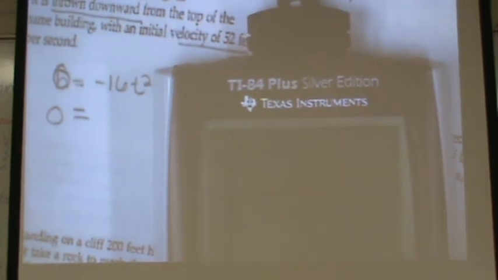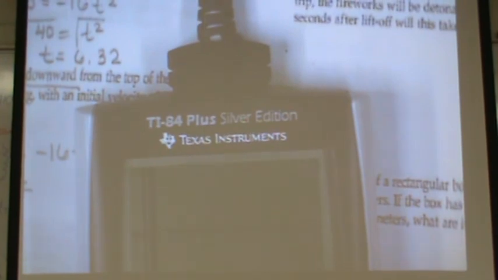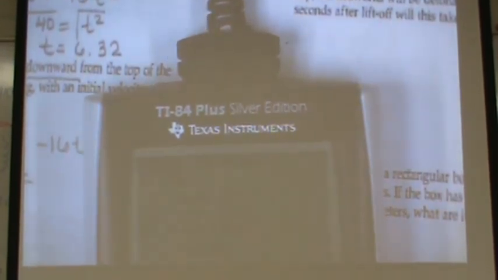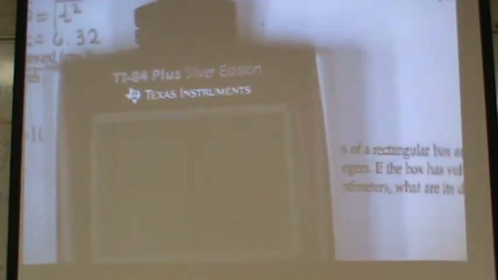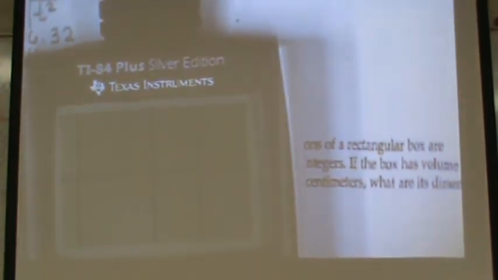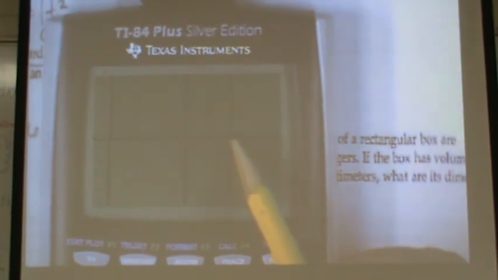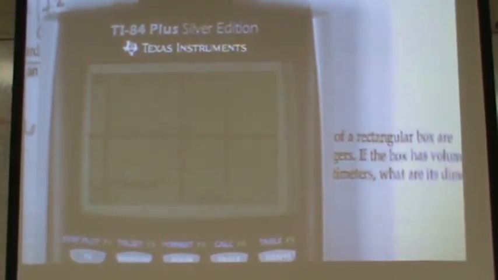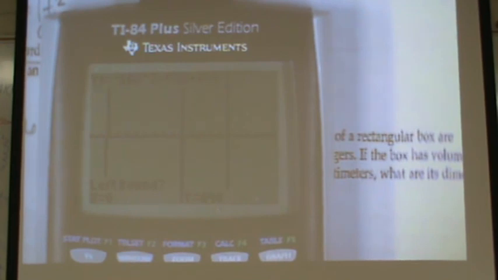Hit graph. Now I'm going to change my window. I'm going to zoom standard. And right there, that would be the answer. You're going to hit second calc 0, and that looks like it's between 3 enter, 7 enter, and there's your answer, 4.904 seconds, and that would be the answer.